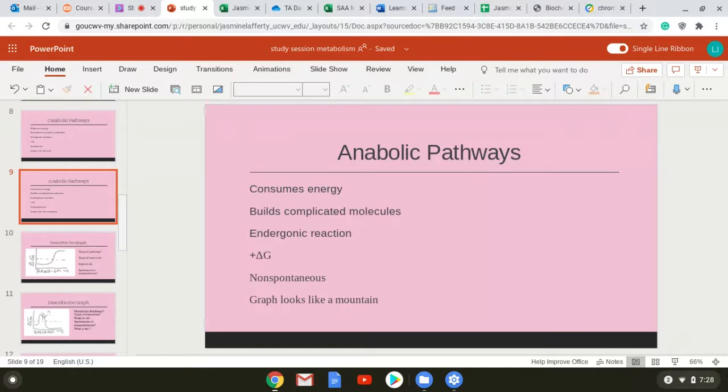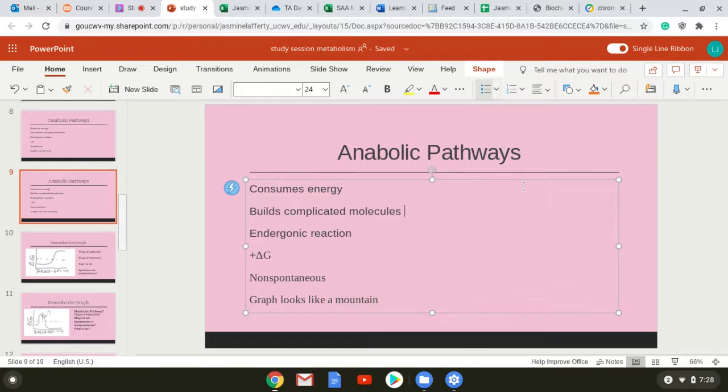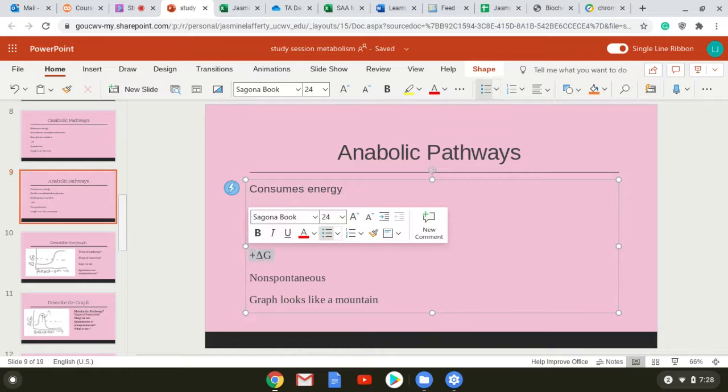So guys, everything that I said about catabolism is the exact opposite for anabolic pathways. The exact opposite. So the graph looks like a mountain. So this is me. I'm standing in the middle of the stairs, and I decide I want to climb those stairs. So I'm putting effort and energy into that. So this is a non-spontaneous reaction. This is an intentional reaction. Because the graph looks like a mountain, the slope is positive. So the overall slope is increasing, which means it has a positive delta G.